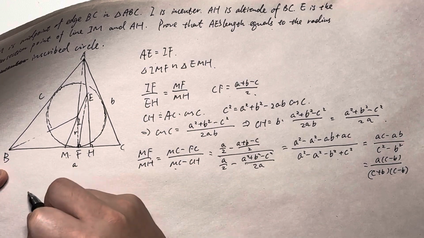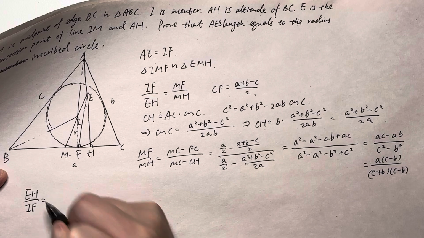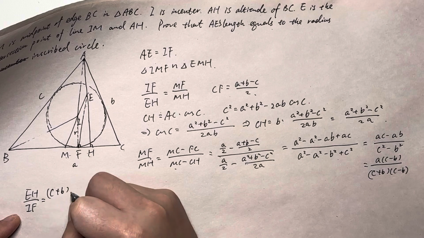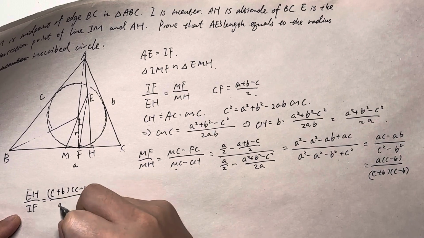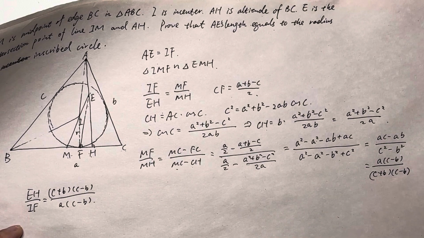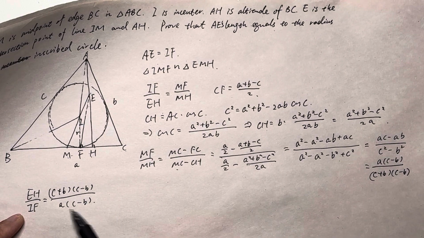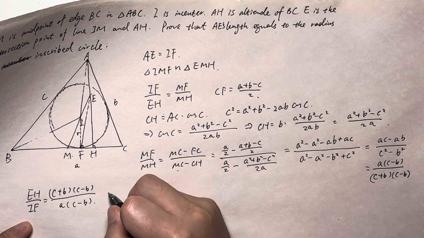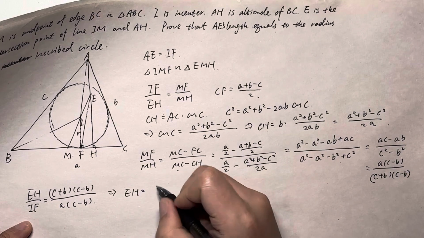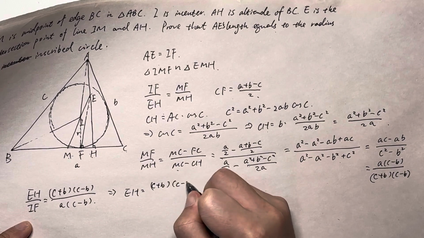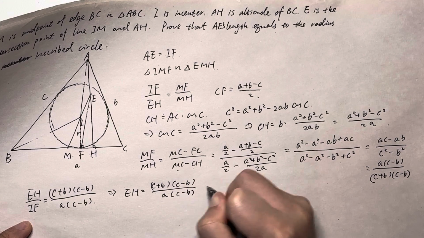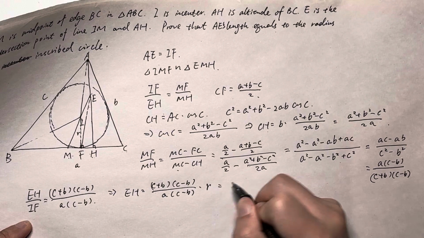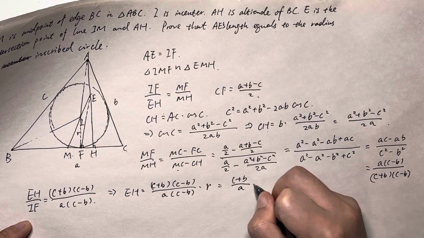Based on this, we know MF to MH equals IF to EH. So EH to IF would be the flip of this one: (c plus b)(c minus b) divided by a times (c minus b). So we get EH equals (c plus b)(c minus b) divided by a(c minus b) times IF. IF is the radius r. So it equals c plus b divided by a times r.